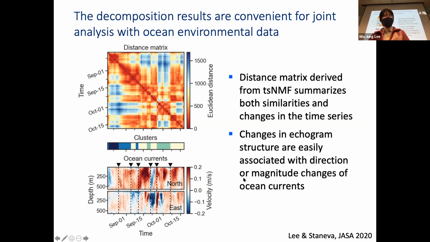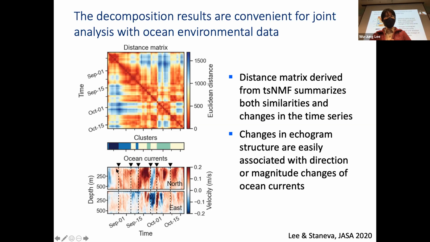And what we found really interesting is that the top two panels are only from the echosounder data. And the bottom panel is from another type of instrument called an acoustic Doppler current profiler, or ADCP. You can ignore how it's called, but basically it's a way to measure ocean current directions using acoustic signal, again, using sound. Using the ADCP observation, we come up with this bottom panel. These are the north-south and east-west current directions at the same location.